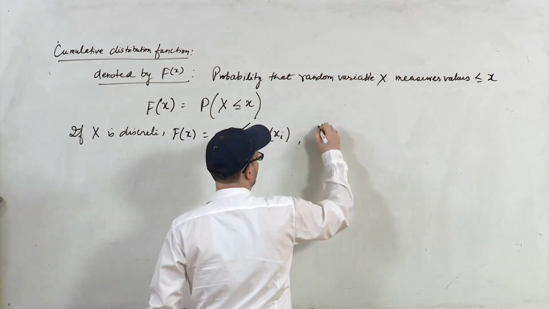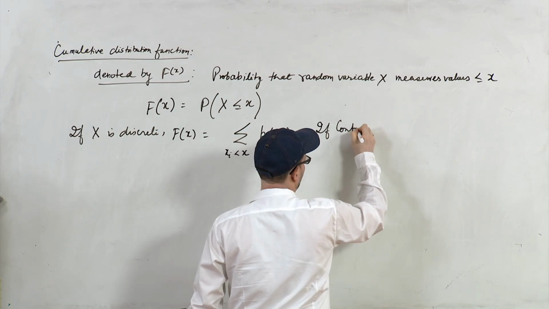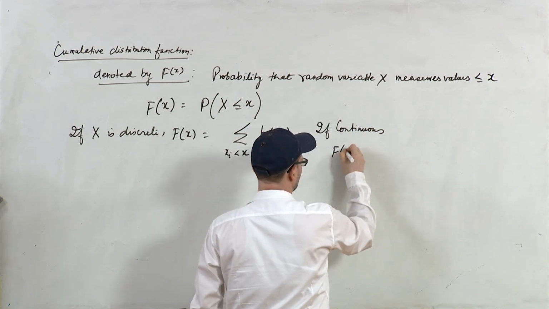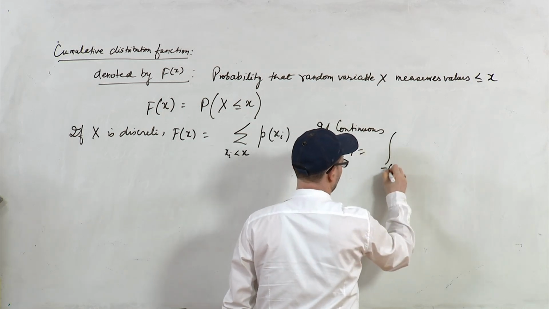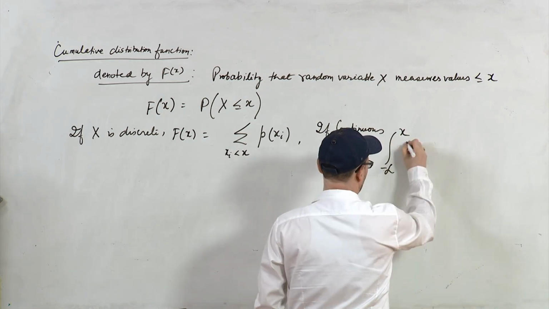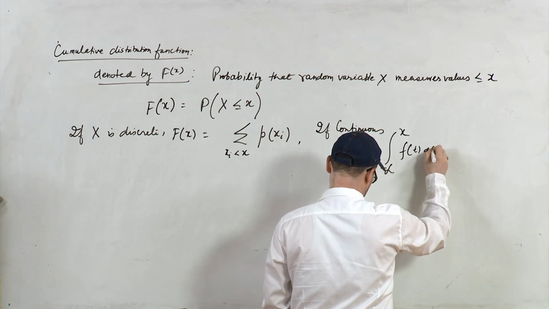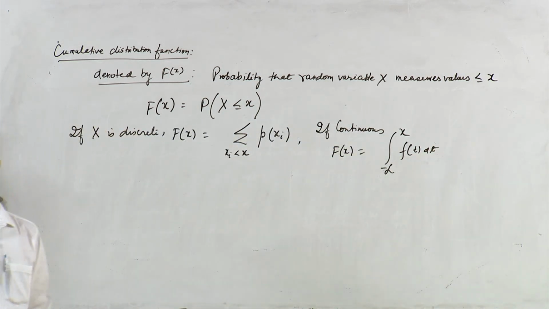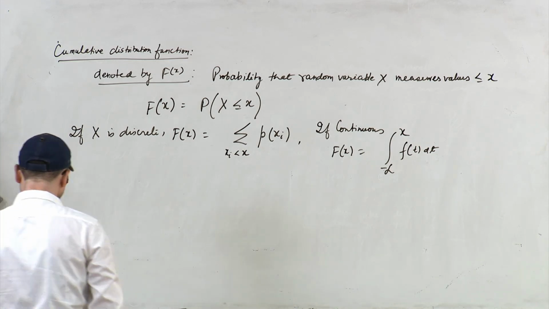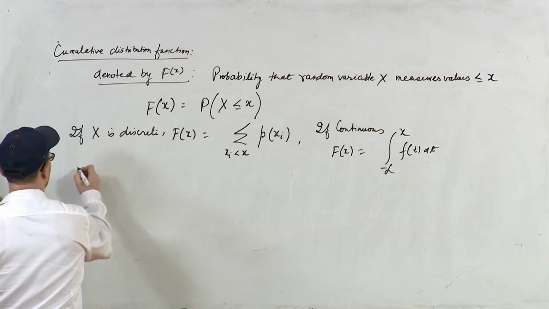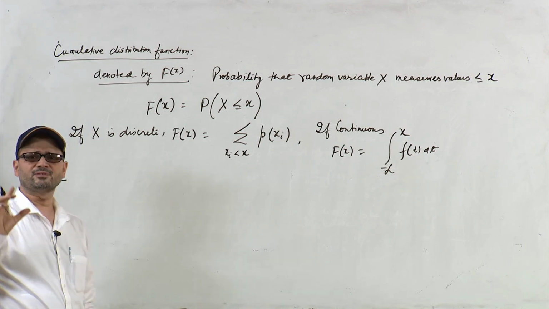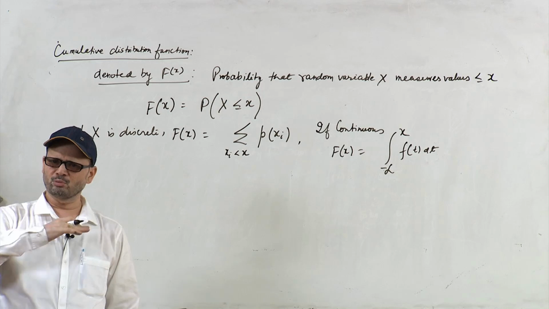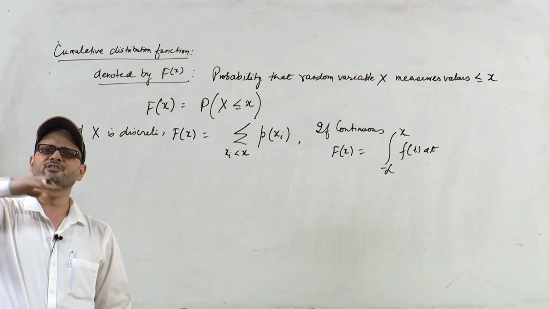And if it is continuous, Fx will be the integral from minus infinity to x of f(t) dt. So, this way the cumulative distribution function is defined. Now, in this case there are certain attributes of this cumulative distribution function. One is that it never decreases. Because it is cumulative, it will go on increasing.